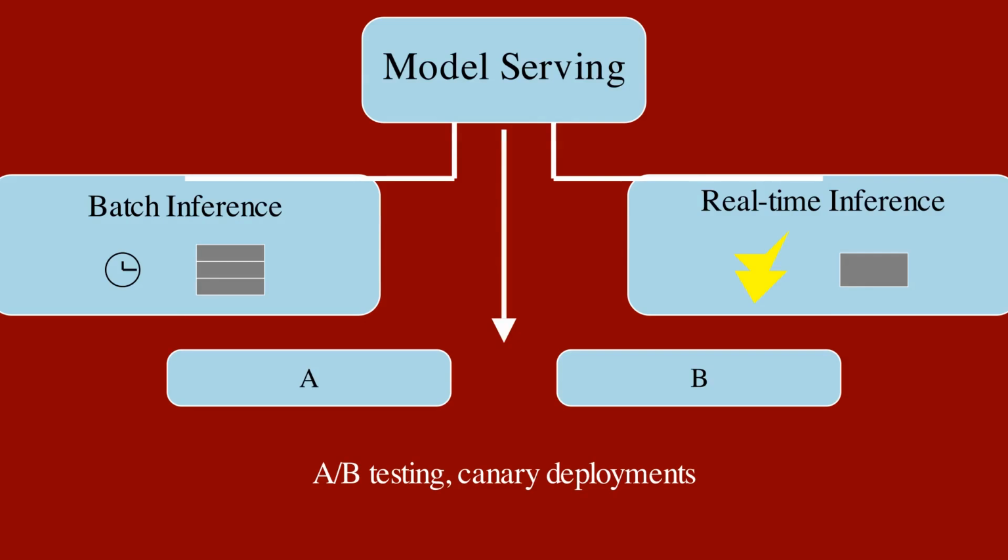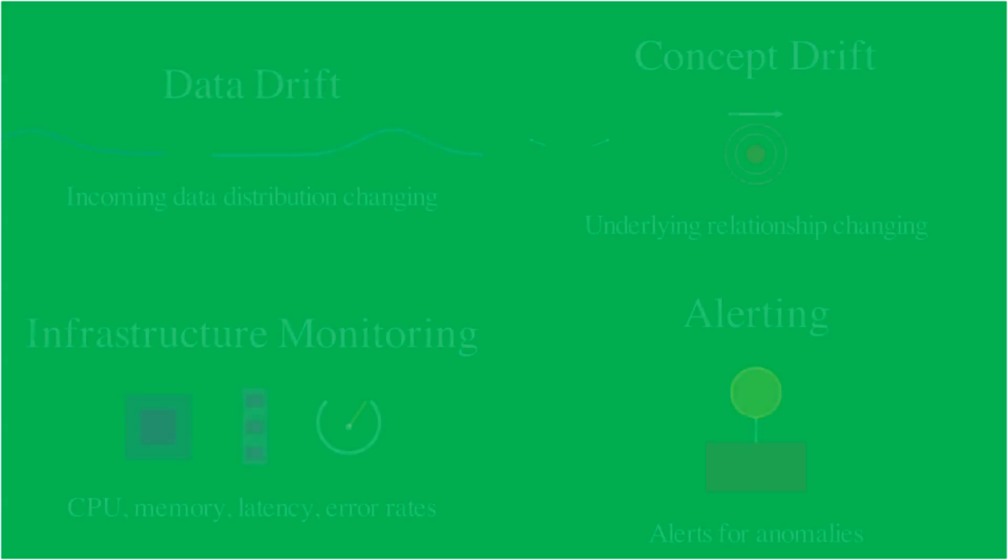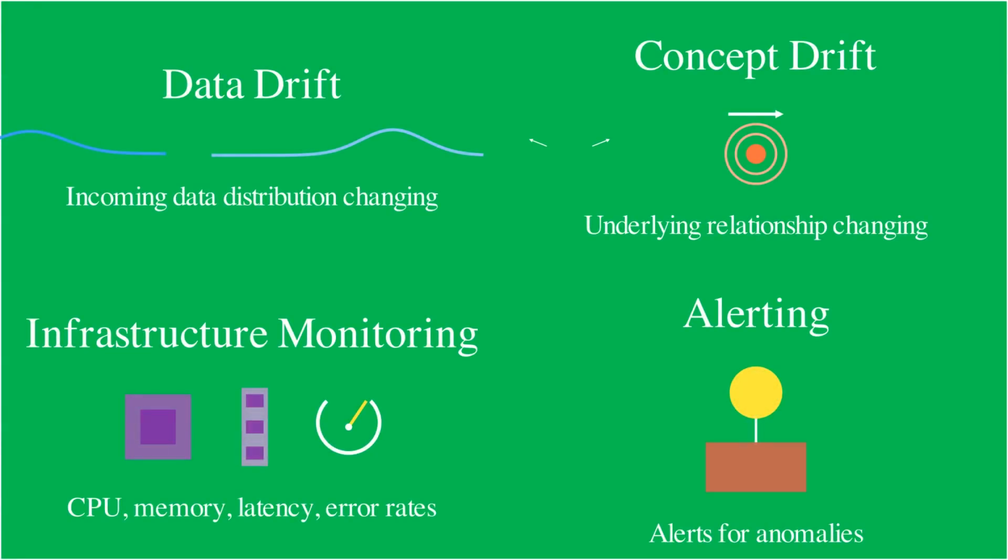A/B testing and canary deployments. How do you test new models safely in production? This is often overlooked but absolutely vital. Models degrade over time. Model performance monitoring: tracking business metrics, accuracy, precision, recall, F1 score in production. Data drift. Is the incoming data distribution changing compared to what the model was trained on? This is a major cause of model decay.